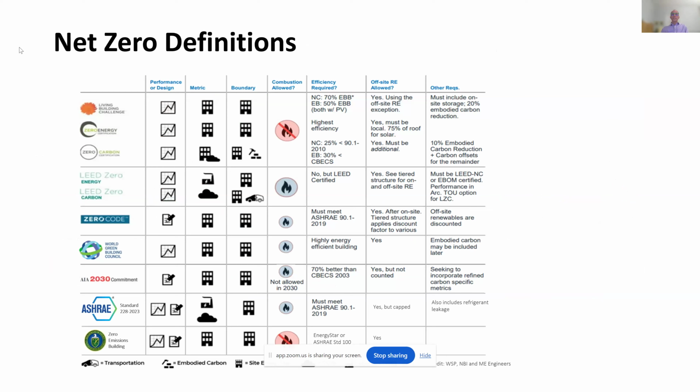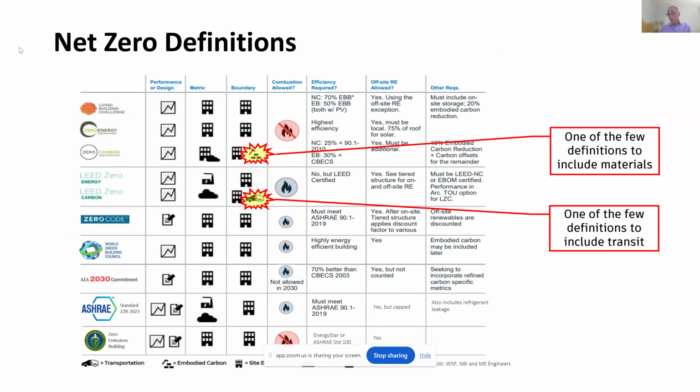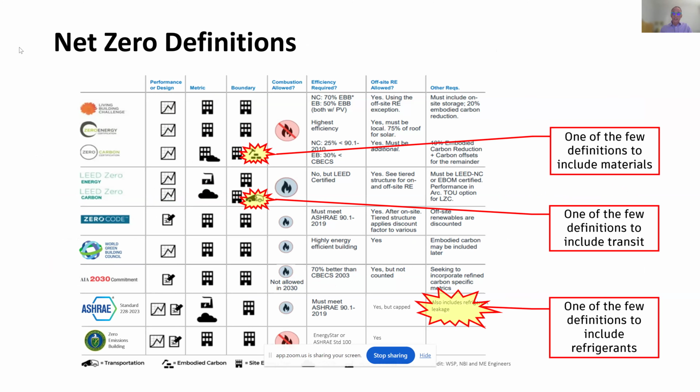We have a lot of net zero definitions. I just added DOE zero emissions buildings to this list yesterday. Last summer, I added ASHRAE Standard 228, which is a net zero energy and a net zero carbon standard. What do you notice about some of these? Well, some include materials, some don't. Only one of them includes transportation.